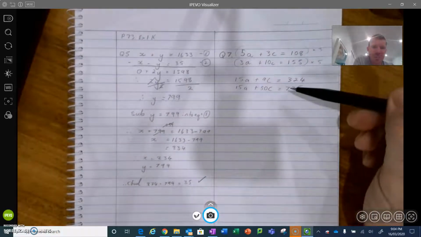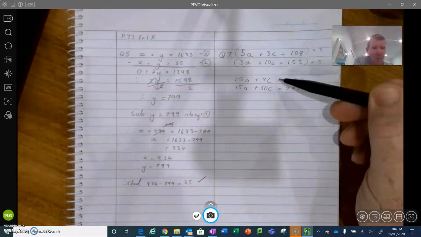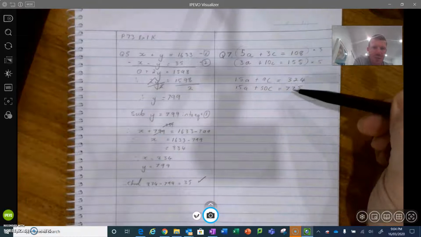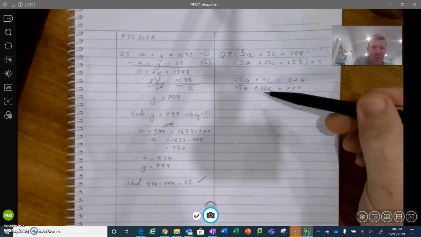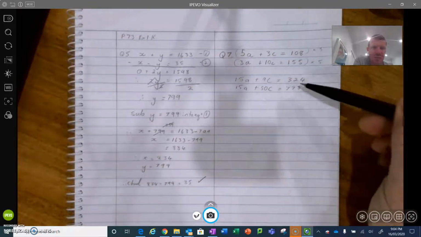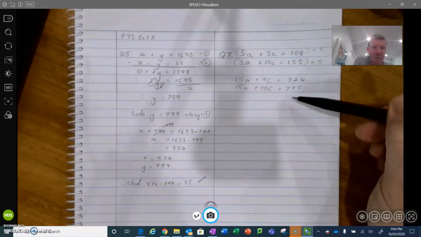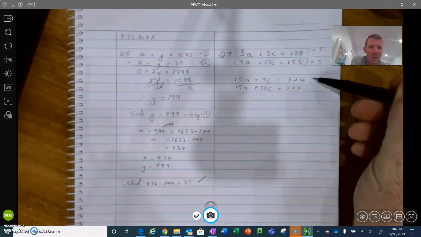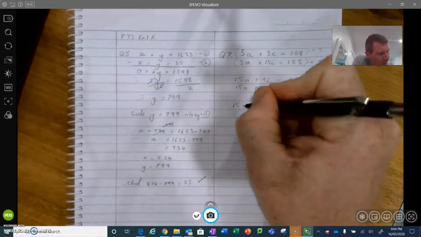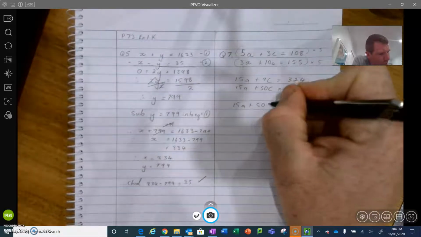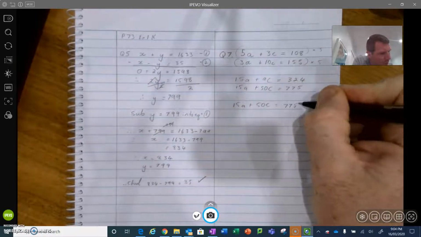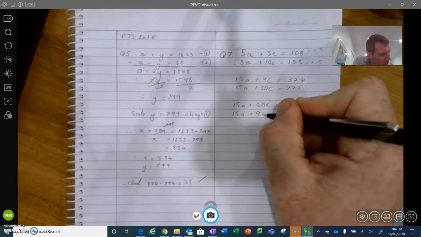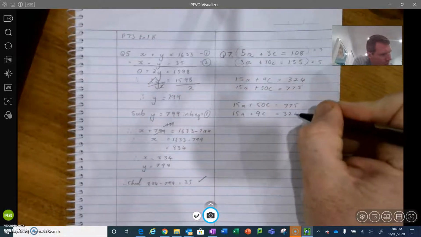Now you'll notice that the bottom one has larger numbers than the top one. You don't have to do these in a particular order. You could do it this way, but you'll end up with negative numbers, because 9c take 50c is going to be negative 41c, and 324 take 775 is going to be a negative number. However, to make it easy for yourself, why don't you swap them round and go 15a plus 50c equals 775, and then 15a plus 9c equals 324.